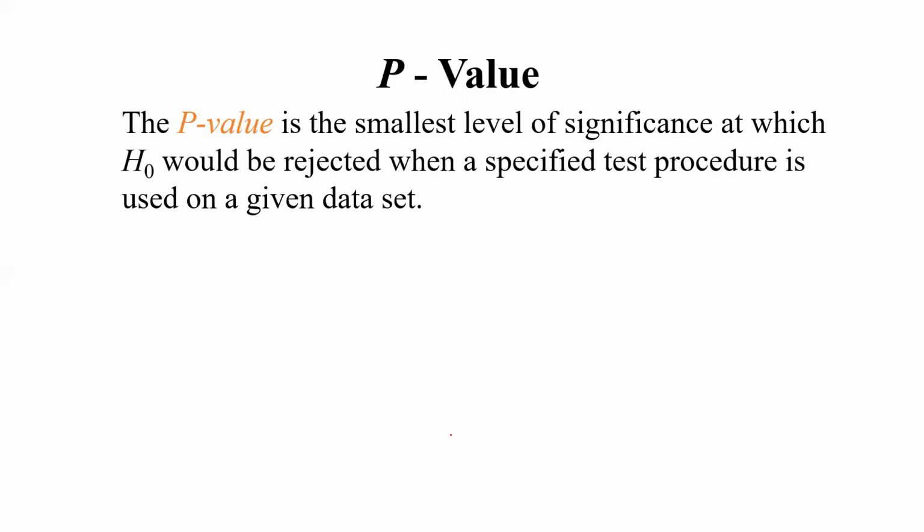And another term is the p-value. We need to understand what is the p-value, meaning probability value. So the p-value is the smallest level of significance at which the null hypothesis would be rejected when a specified test procedure is used on a given data set. Specified test means it may be a parametric or non-parametric test like t-test, chi-square test, Mann-Whitney test, and Kruskal-Wallis test. So like this, we need to understand the specific test here.